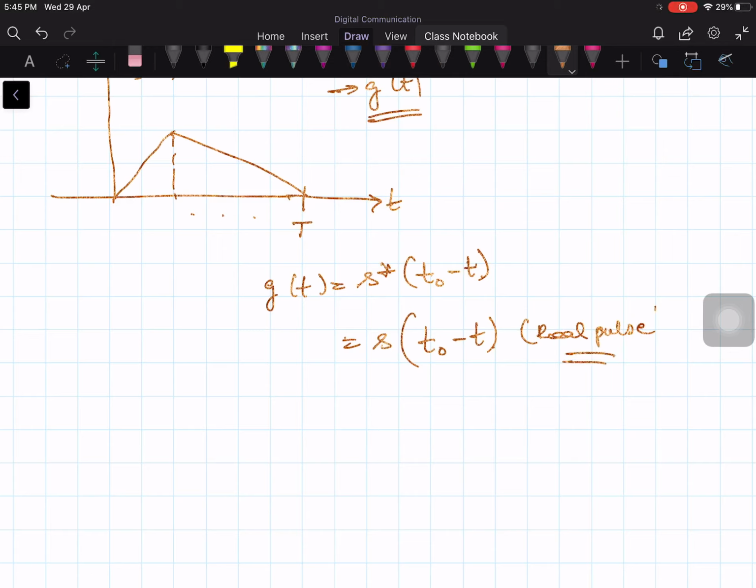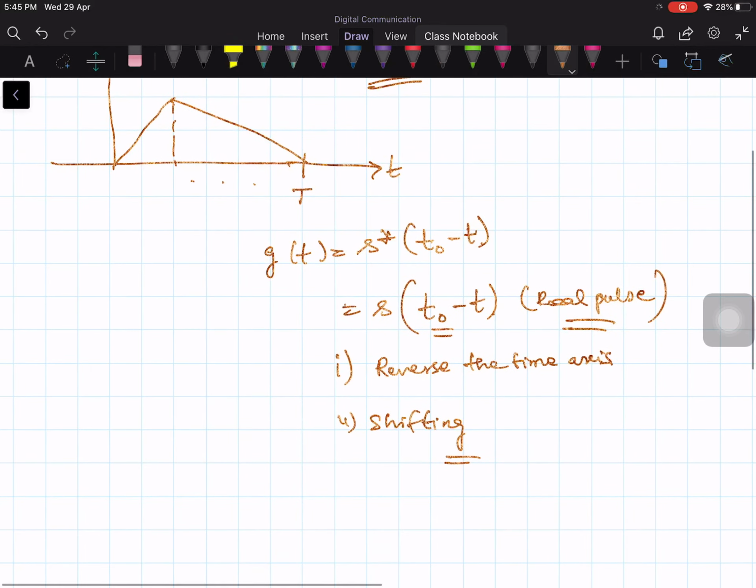First, what you have to do, it is a two-step process. First, reverse the time axis, that is time folding, and then shifting. How much you are going to shift depends on the value t naught. Therefore, the matched filter output depends on where you select your t naught value.